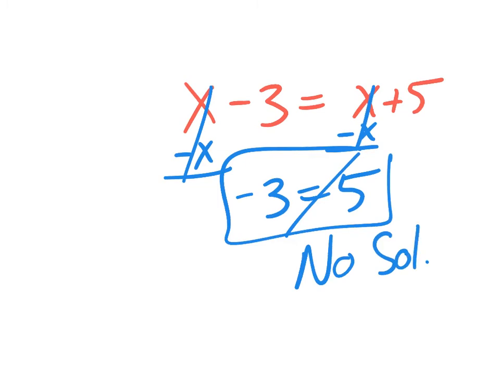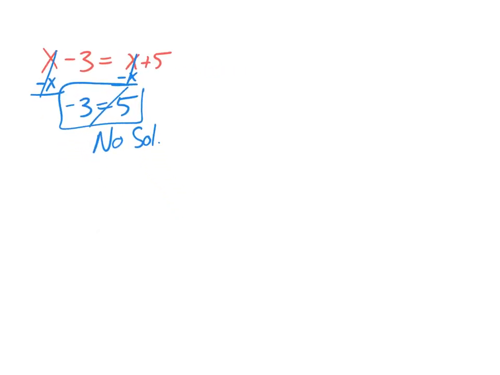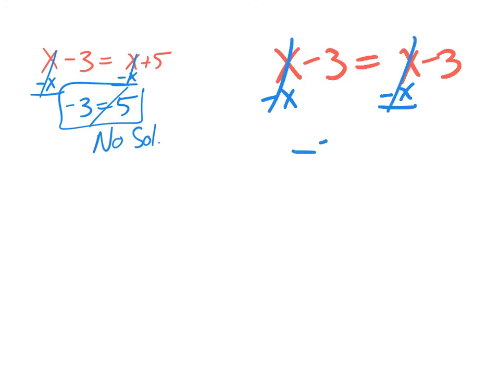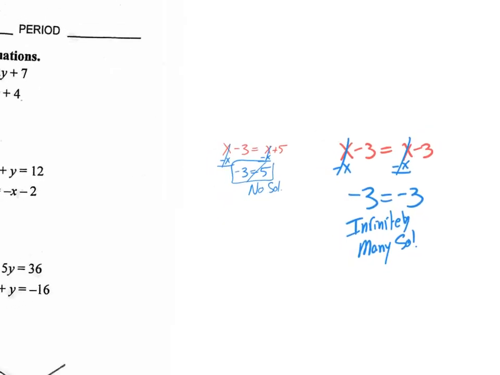But then again, let's say you're working on substitution method with something like x minus 3 equals x minus 3, and you're solving this thing. You go minus x, cancels, cancels. You end up with something that's always true. Then that's not no solution. This is infinitely many solutions. So that's the whole entire quiz explained to you right now, right before the quiz.